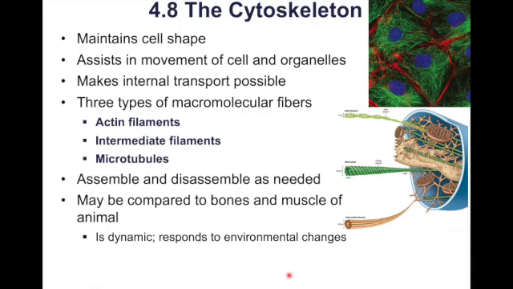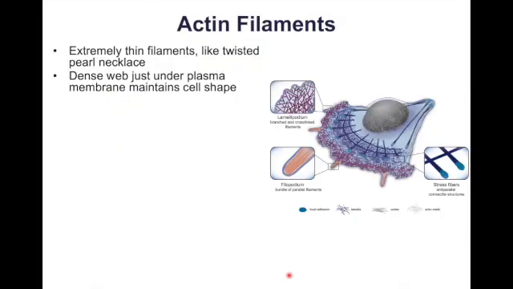so they can just reassemble on the leading edge. Kind of like the bones and muscles of animals. And again, dynamic in response to these environmental changes, gets made and unmade as needed. So actin filaments are extremely thin, like twisted pearl necklaces.